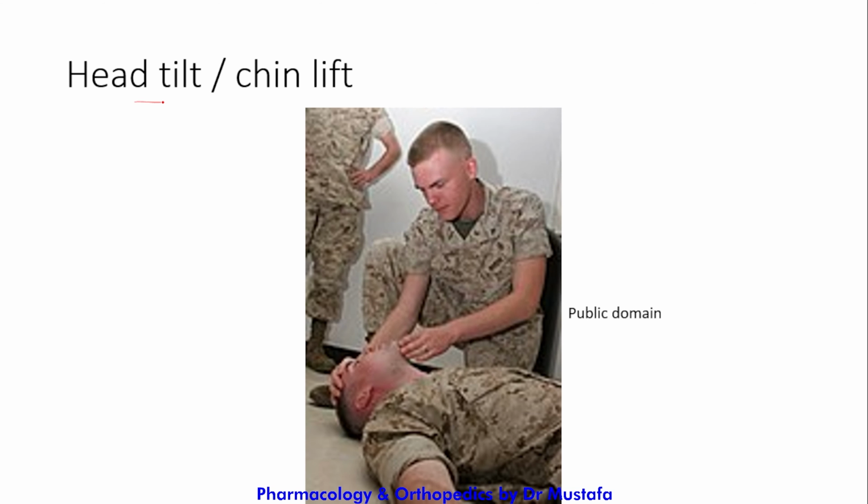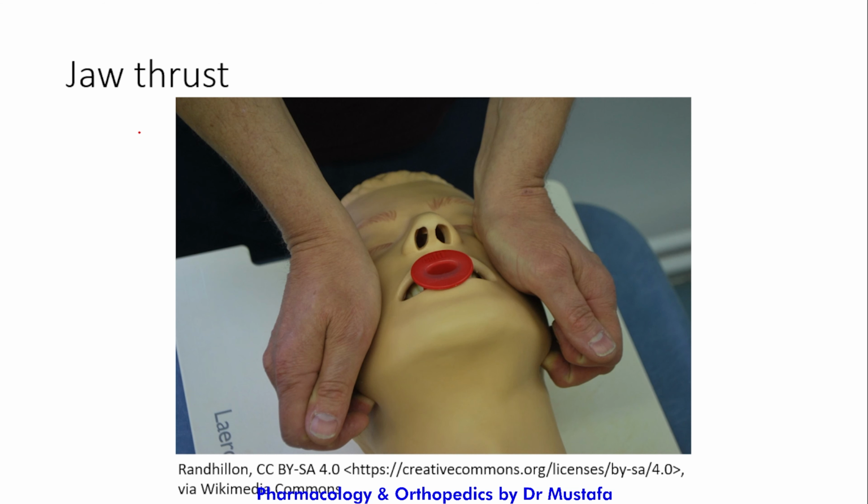So this is the head tilt and chin lift. So basically, you tilt the head using this hand right here, and the chin is lifted by the other hand. And here we have the jaw thrust. So basically, you put the fingers on each side of the jaw, and you try to raise it up just to relieve the obstruction caused by the patient's tongue. That's one way to do it.